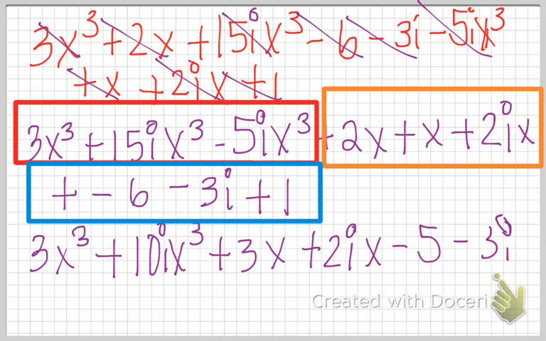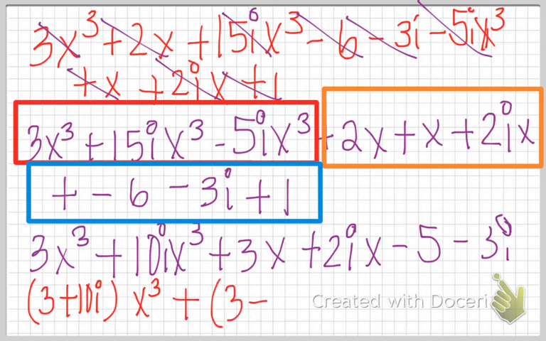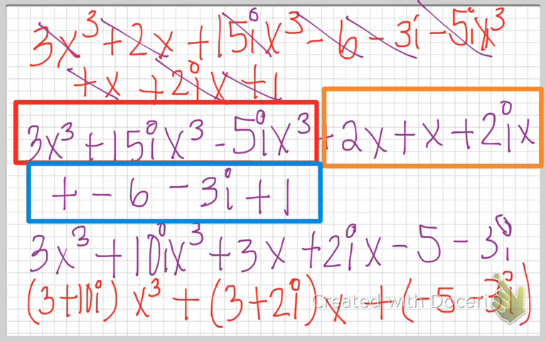So now you want to factor out your powers so we can have complex numbers. So x to the third gets factored out. You write your real part first, then your imaginary. 3 plus 10i, a complex number, times x to the third, plus 3 plus 2i times x, plus, in parentheses, negative 5 minus 3i. And we're done.